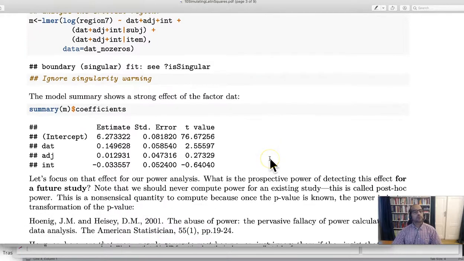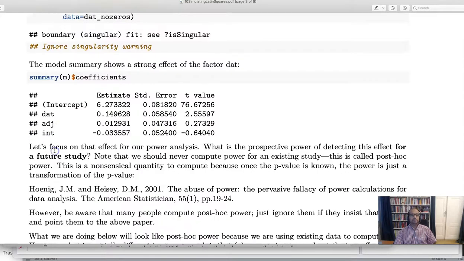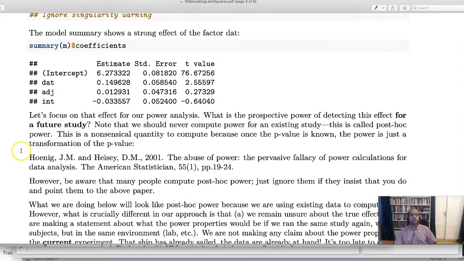Okay, so the model output shows a strong effect of this dative factor here. If you look at this t value, you can see that it's a very strong effect, right? All the others are non-significant. So let's focus our attention on this particular main effect of the dative factor. This is what we're going to use. We're going to do a power analysis for this factor.